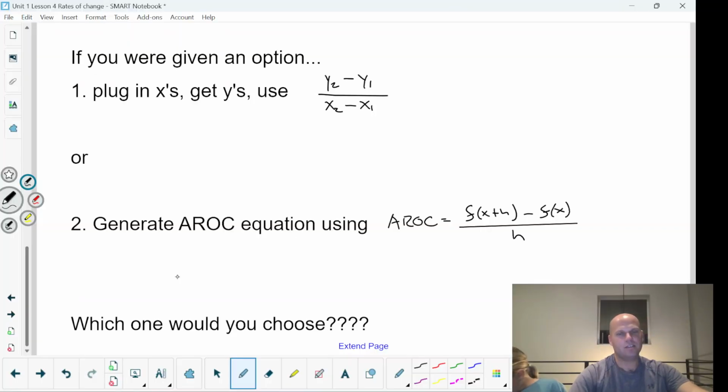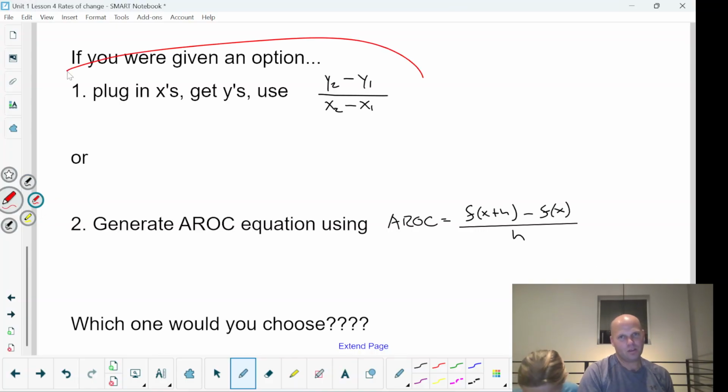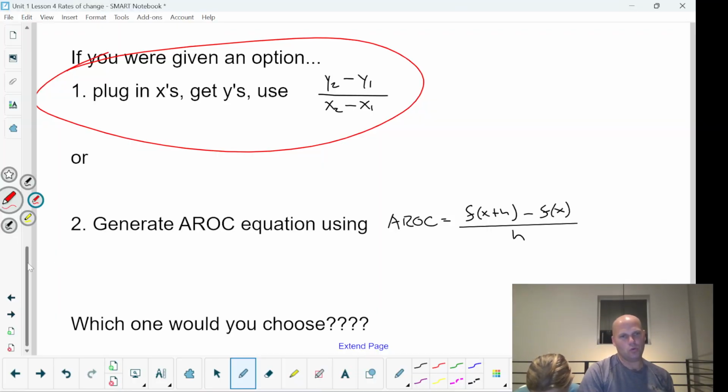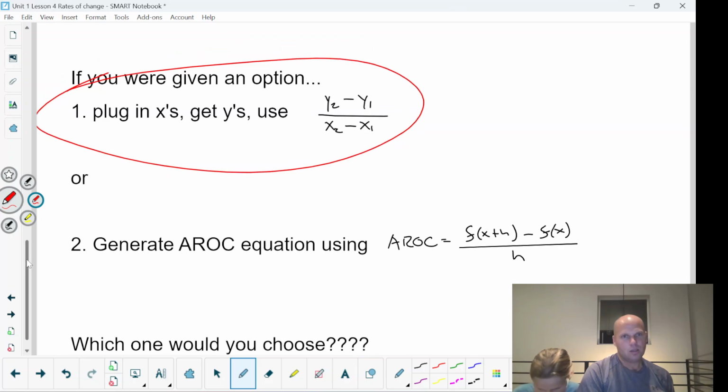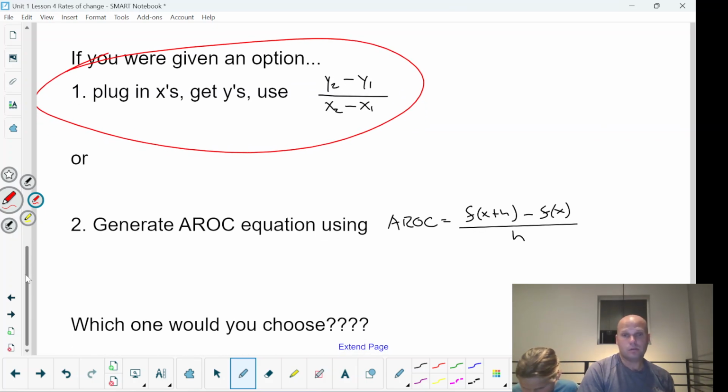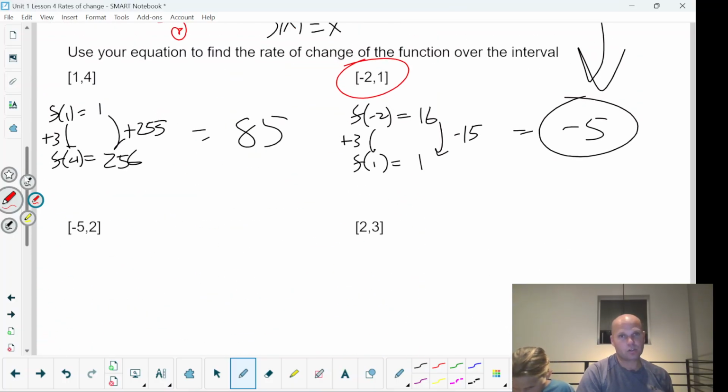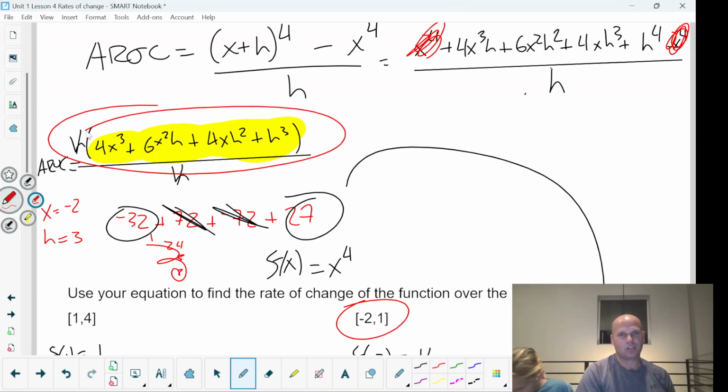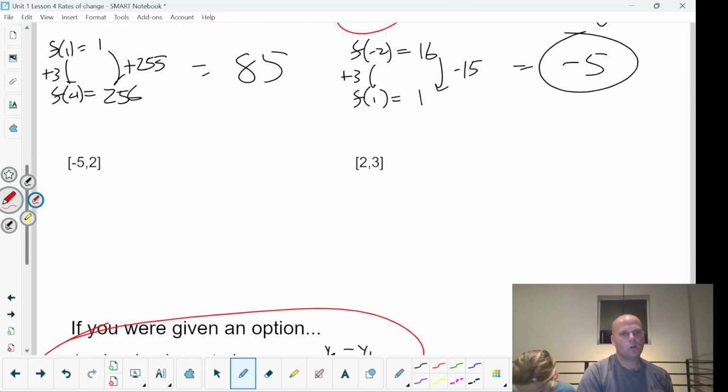You can see at the end of the lesson, I say, if you were given an option, plug in x's, get y's, use the slope formula, or generate an average rate of change equation using this, and then plug in your x's and h's, which one would you choose? I hope you would say this one. But what I'm going to show you starting next unit, because we're going to start talking about the D word, which is derivatives, is that these formulas actually are going to be extremely useful in all situations. And I'll show you why.